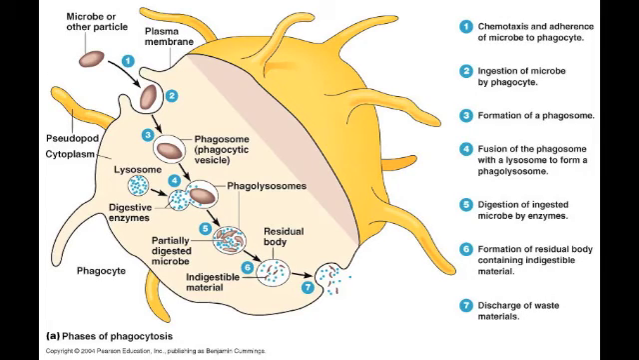Then the phagosome and lysosome membranes fuse to form a phagolysosome. Enzymes then digest the foreign substance. Anything left after digestion is called the residual body, which is then discharged outside the cell.